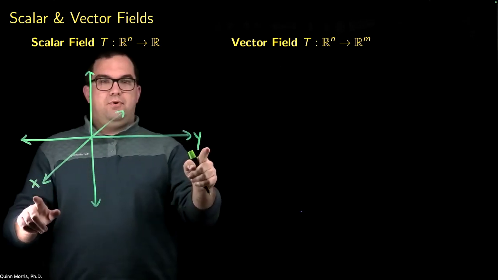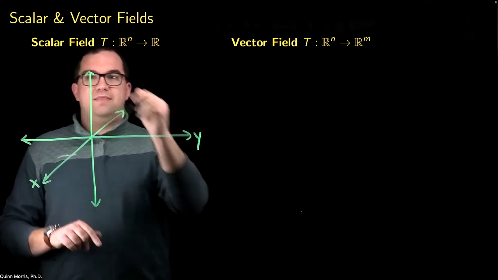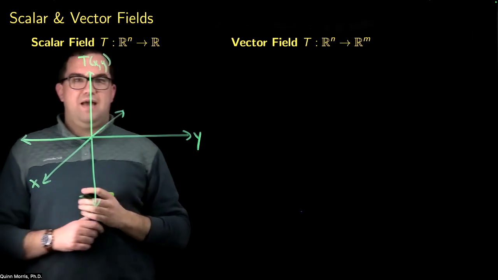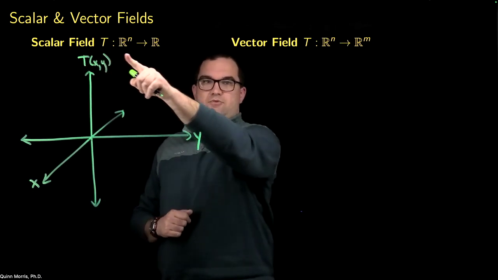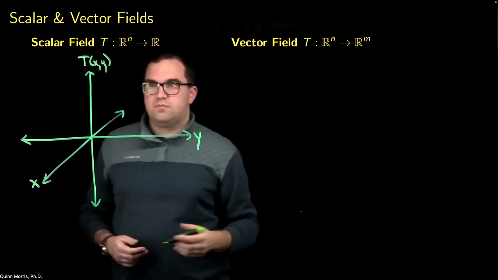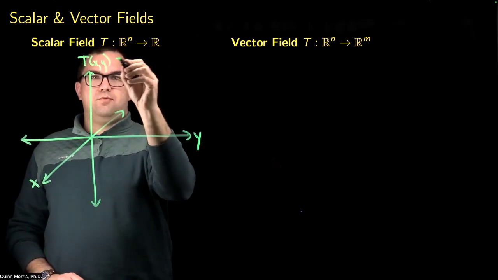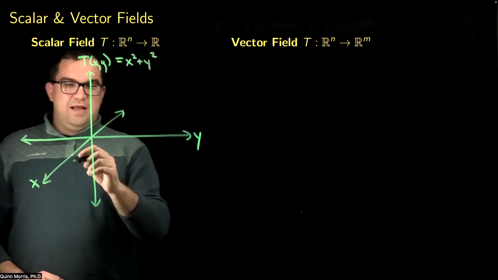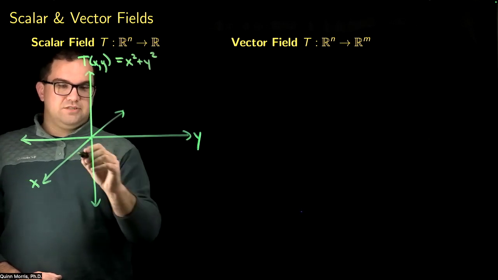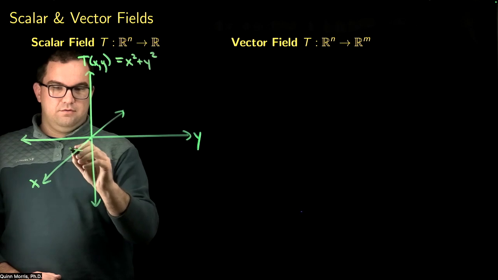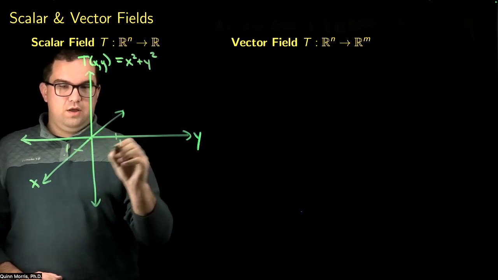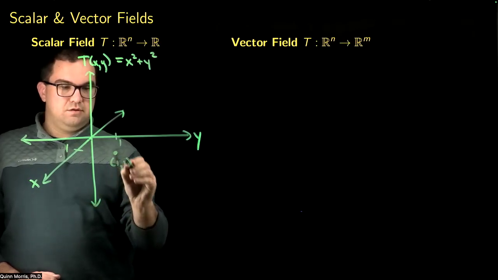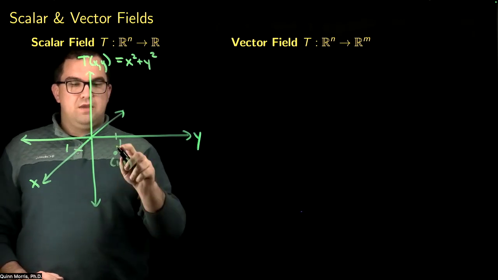So I have my two input values, x and y, and then I have some output, which I'm going to represent by T of x, y, right? And my output from this scalar field T is a single variable. So I could take some examples. For example, maybe T of x, y is equal to x squared plus y squared. And so what I can imagine doing is taking a particular pair of x and y values. So maybe I take x is equal to 1 and y is equal to 1. So I come over here to the point 1, 1 in my domain. So this is the vector 1, 1 in my domain. And then I plug those in.